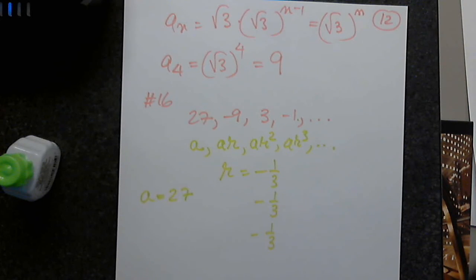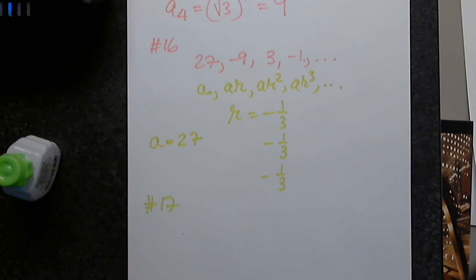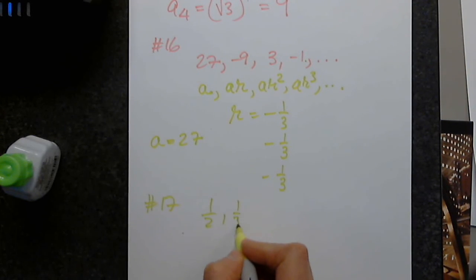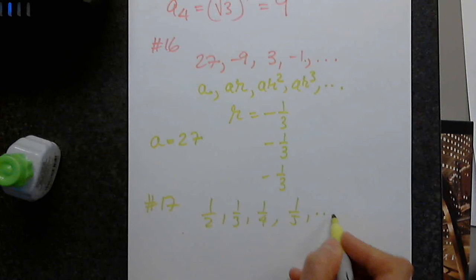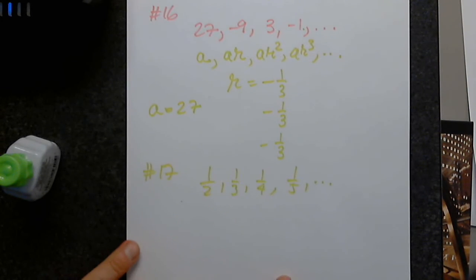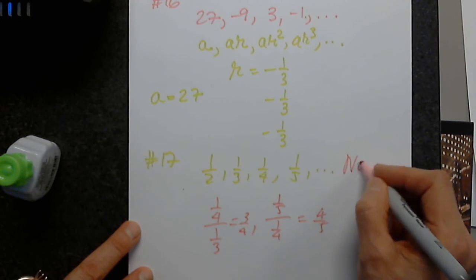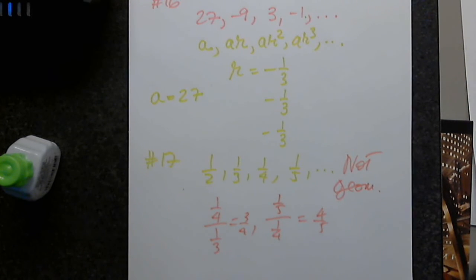Okay, let's also look at, I don't know, 17. In 17 we have 1/2, 1/3, 1/4, 1/5, and so on. The question here is the same. Is this a geometric sequence? When I divide 1/5 by 1/4, I get 4/5. But when I divide 1/4 by 1/3, I get 3/4. Are they the same? No. Not geometric.